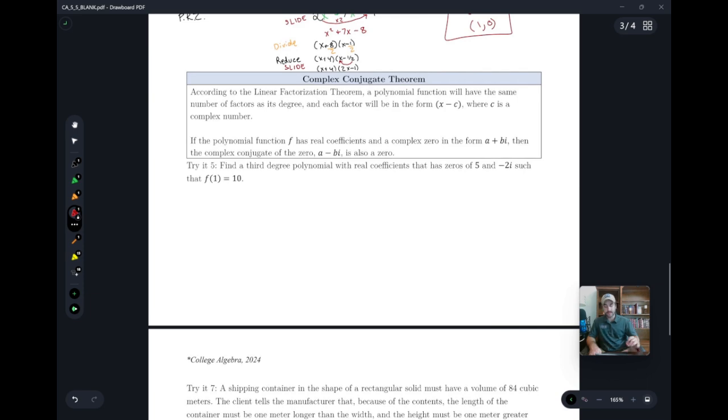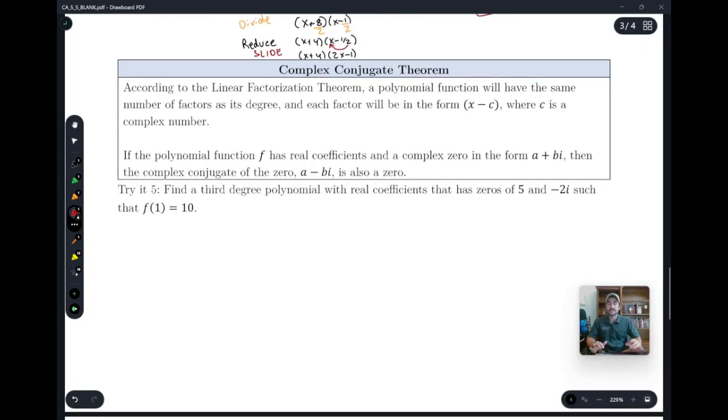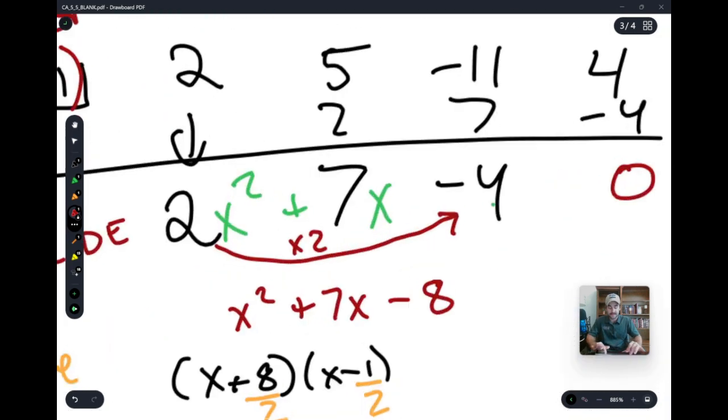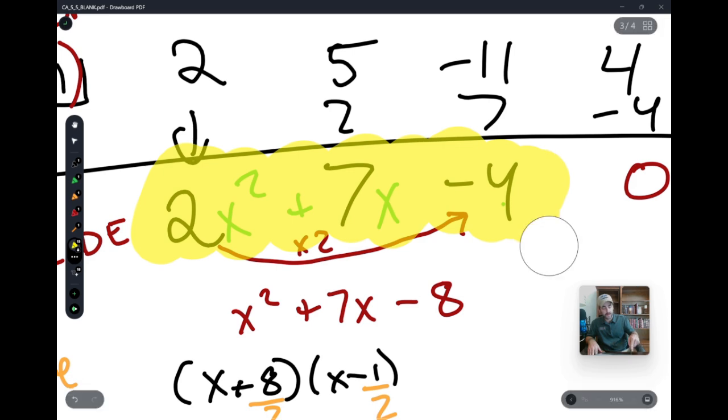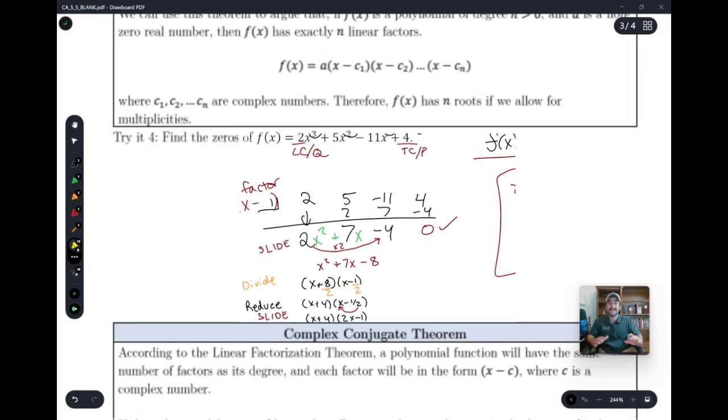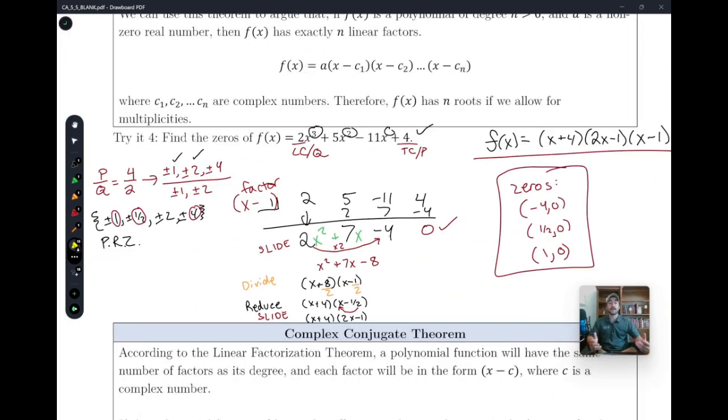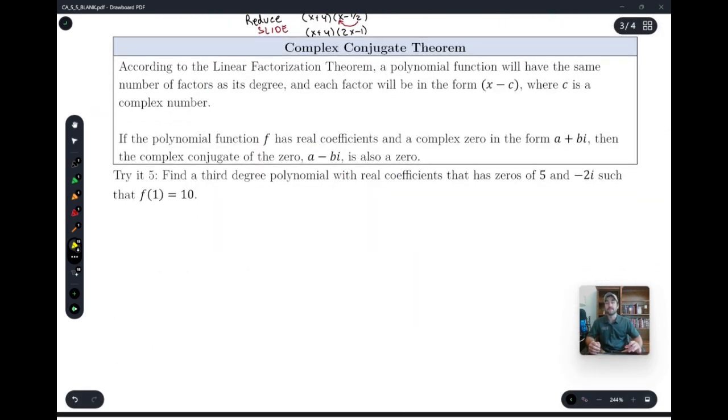All right. We need to talk about this complex conjugate theorem, then we'll wrap it up for this section. The complex conjugate theorem says, well, what if you got to that last step? I know this is getting messy, but what if you got to that last step right there where you got a quadratic equation and it didn't factor nice and neat? You were going to get a complex answer. You were going to have to use the quadratic formula.